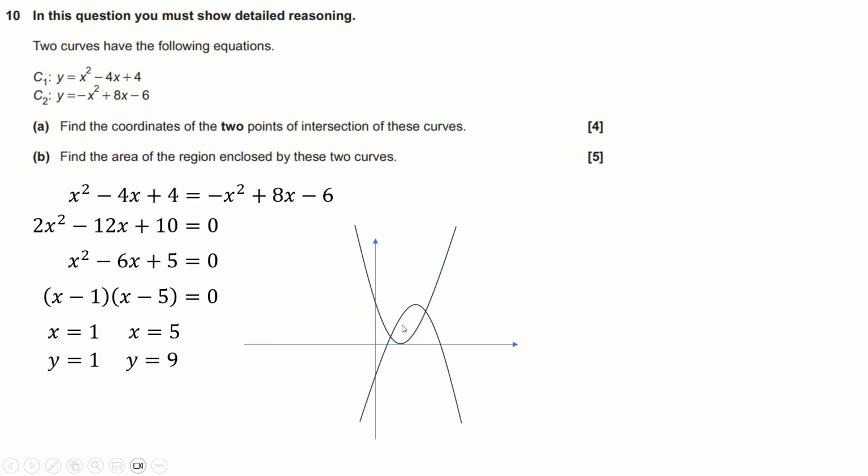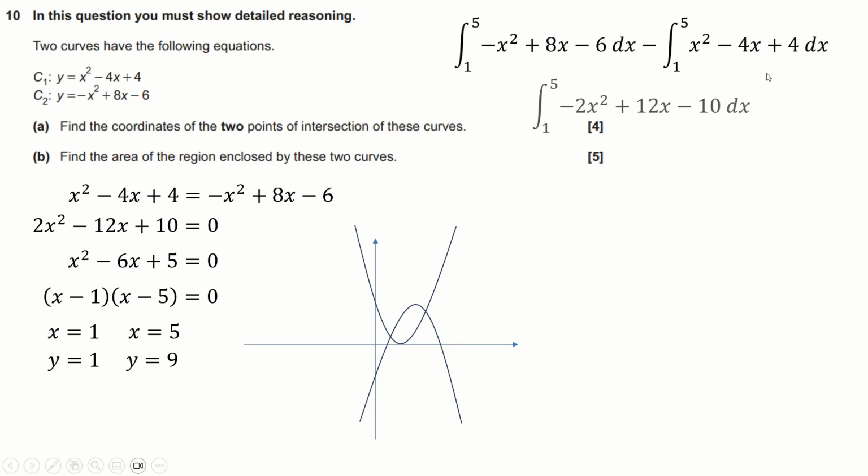So to work out this area here, I'm going to integrate the upside down curve between 5 and 1, and then take away the integral of the correct way up curve between 5 and 1, which looks like this. If you're integrating between the same two bounds, you can just merge the equations together. So minus x squared, sorry, minus x squared is minus 2x squared. 8 minus 4 is 12x, and so on.